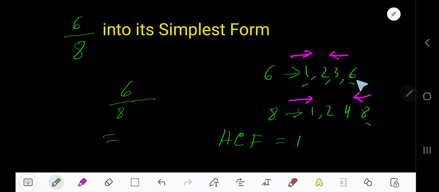So 1, 2, 3, 6 are the factors of 6. 1 times 8 equals 8, 2 times 4 equals 8. So 1, 8, 2, 4 are the factors of 8.